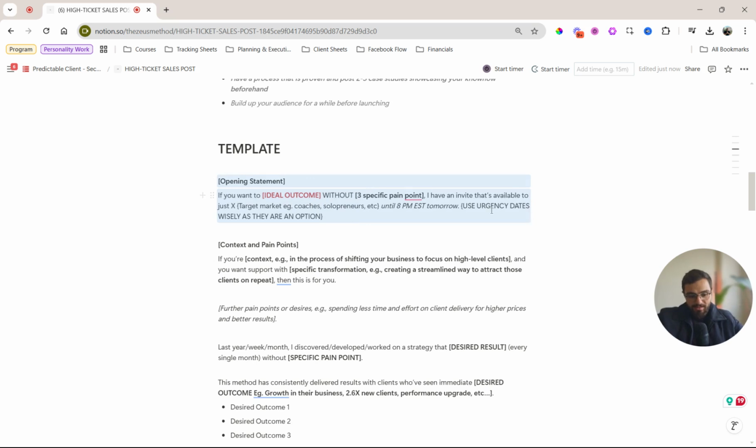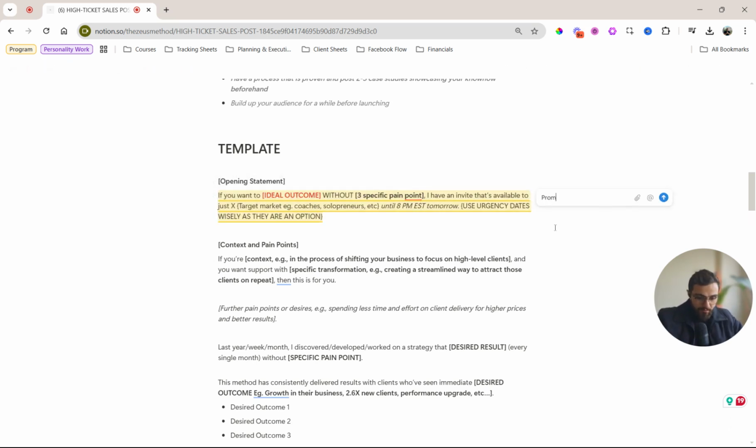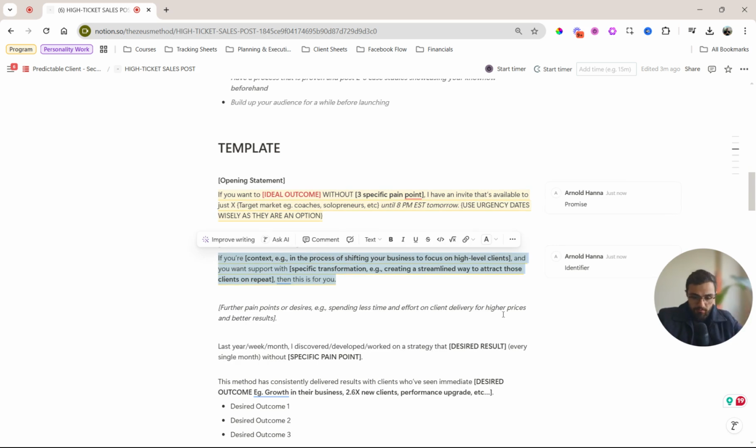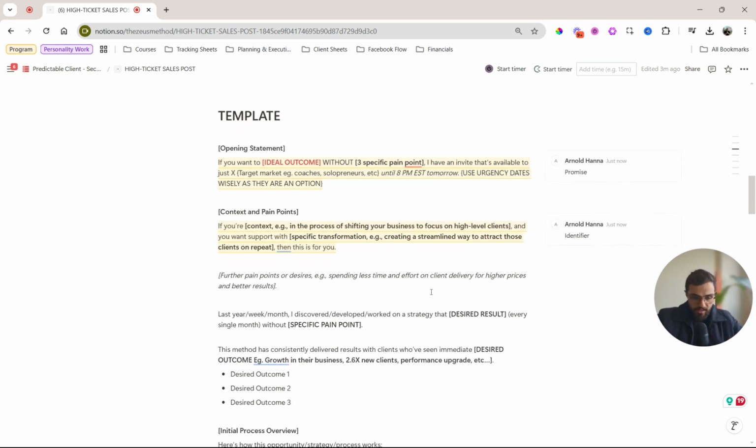So this is, actually, let's see if we can comment. So this is the promise. This is identifier. So now I'm like, I'm making a promise to who? To that person. If you're not in that group of people, not the time for it, not your time.